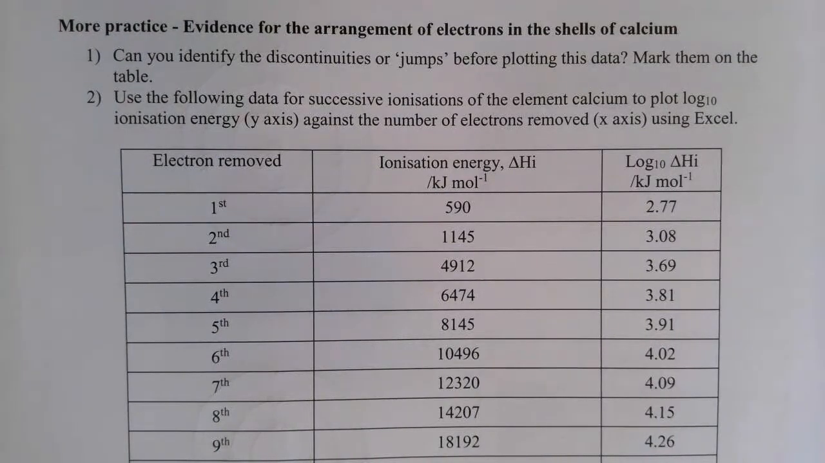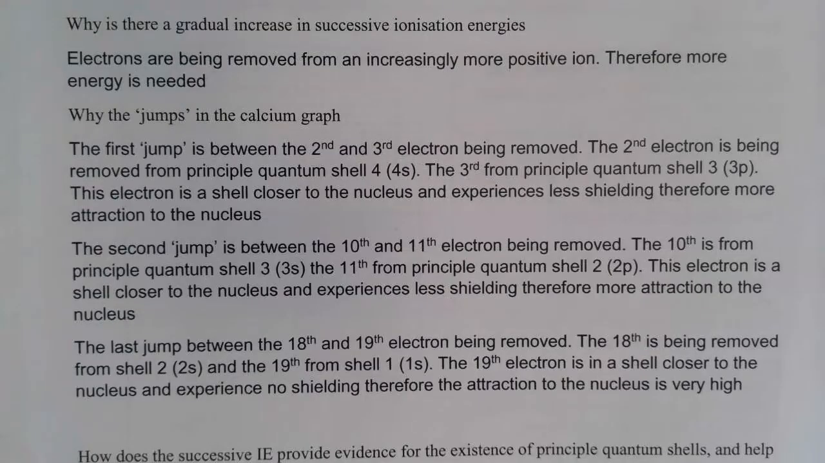The range would be too big. So we plot logarithmic values so they fit nicely on a graph paper and so we can actually see the pattern more clearly. So what you should see in your graph is a gradual increase. As we said, this is due to the electrons being removed from an increasingly more positively charged ion.